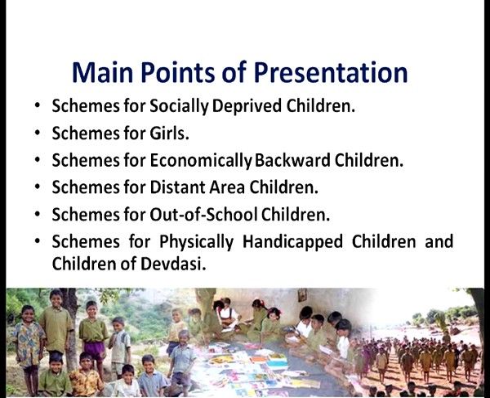So, our points for discussion in today's presentation will remain as follows. First, we will discuss the schemes for socially deprived children. Then, we will discuss the schemes for the girl child. Then, the schemes for economically backward children, that is EVC, will be discussed. Then the schemes or the scholarships or welfare programs for the distant area children in the state of Maharashtra will be discussed, and then we will discuss different welfare programs for out of school children in the state of Maharashtra, and in the last the schemes for physically handicapped children and the children of Devdasi community will be discussed. So, our main focus in today's presentation will remain on these points which you can see on the screen.